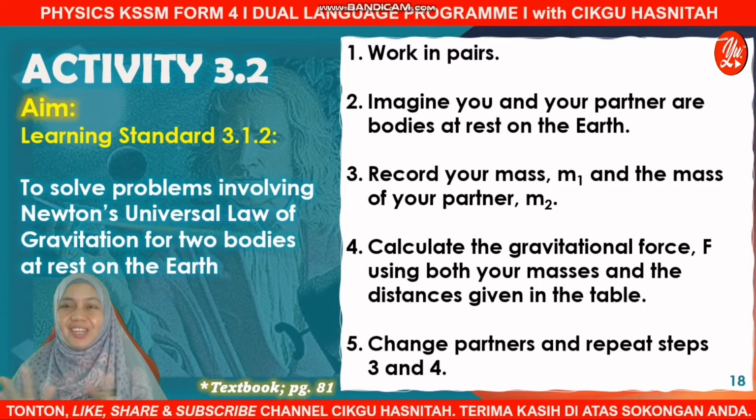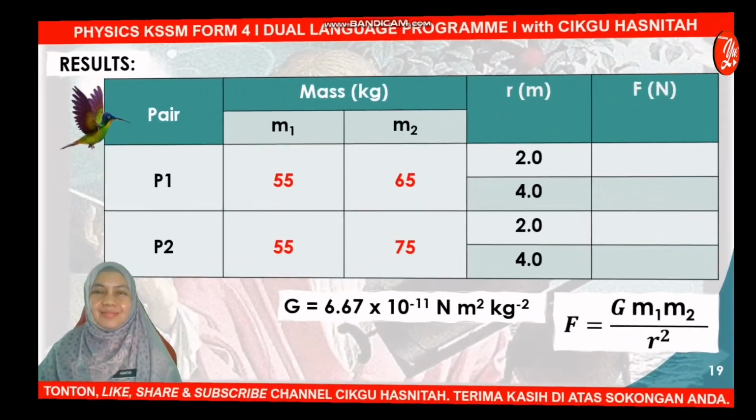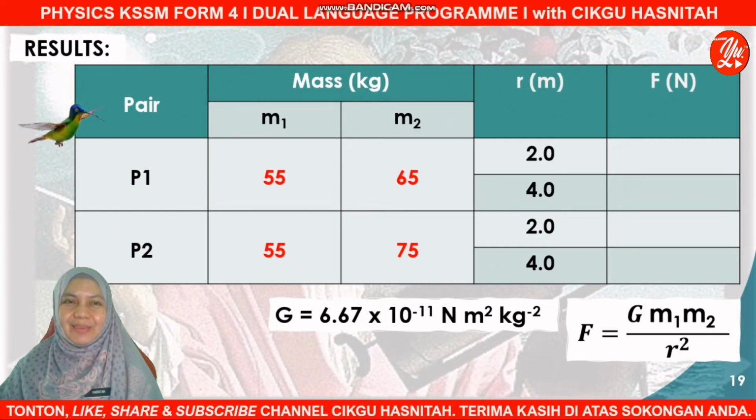Second, imagine you and your partner are these two bodies at rest on Earth, where you have to record your mass as m1 and the mass of your partner as m2. And then number four, you have to calculate the gravitational force which exists in between you and your partner using the masses and distance given in the next table. And then number five, you can change partners and repeat this step for number three and number four. Sounds interesting, right?